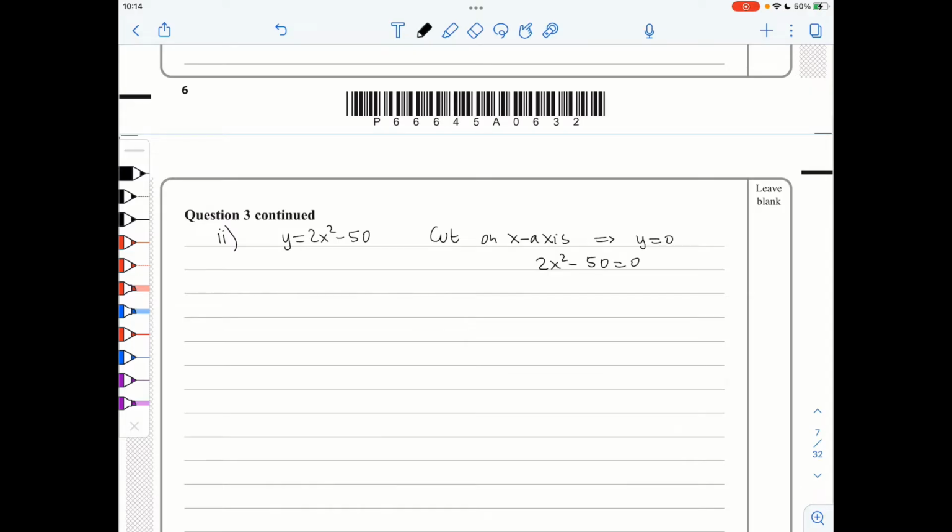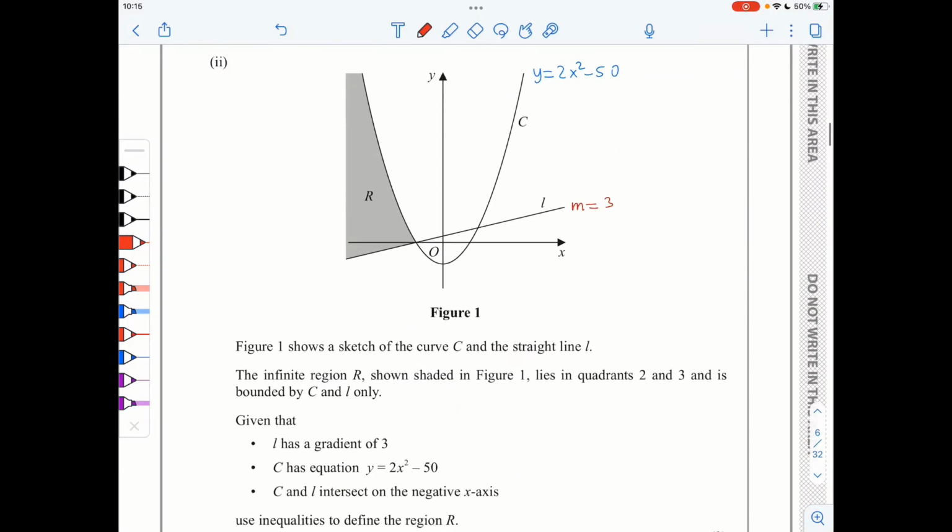I will divide by 2 to get x squared minus 25 is 0. So x squared is 25, so x is plus or minus 5. I will go back to my diagram to update it with this new information. So this point here is negative 5, and this point here is 5.